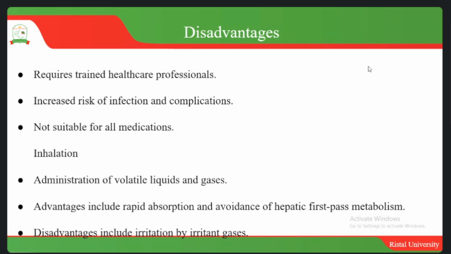of these drugs. So it requires a trained healthcare provider or professional, because if the provider is not able to get into the vein, able to introduce the cannula through the vein, then you may not be able to administer the intravenous medications. Then increased risk of infection and complications can also occur, whereby these patients can have a high risk of infection, because you may introduce infections through the vein to our patients.